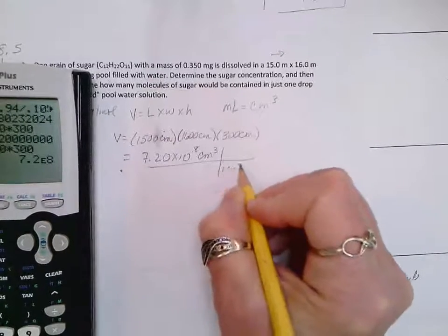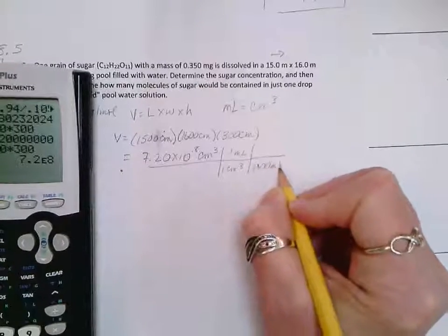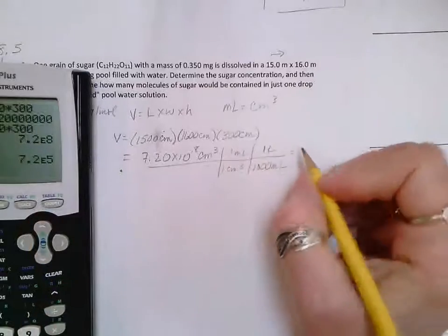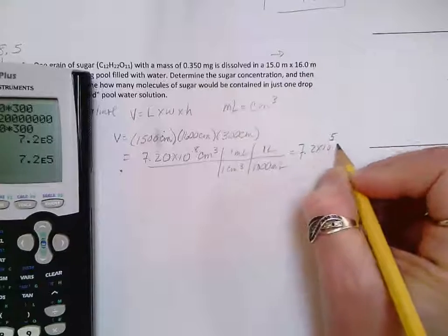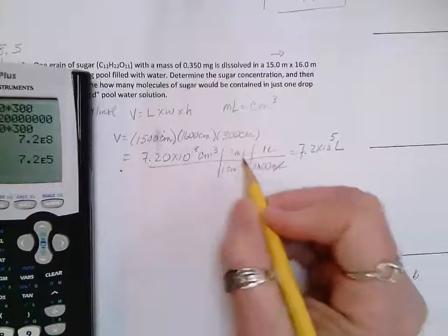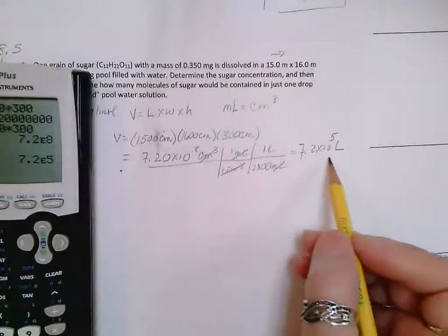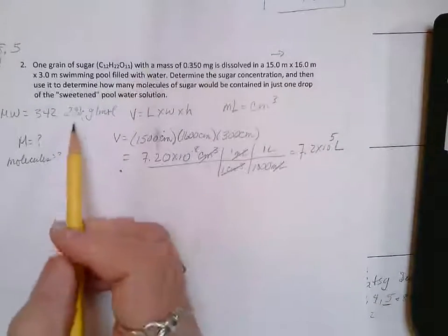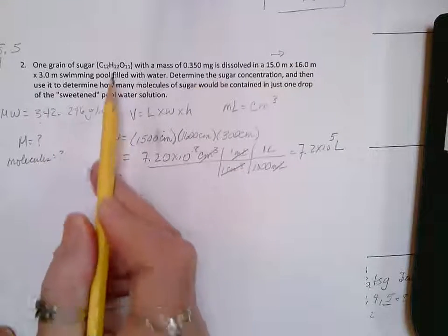And 1 centimeter cubed equals 1 milliliter, and there are 1,000 milliliters in 1 liter. So divide that by 1,000, or reduce that exponent by 3. 7.2 times 10 to the 5th liters, because milliliters cancel with milliliters, cubic centimeters with cubic centimeters. So I have my volume in liters. Now I need to get my grams into moles, and like before, I went ahead and calculated the molar mass for sugar, sucrose.